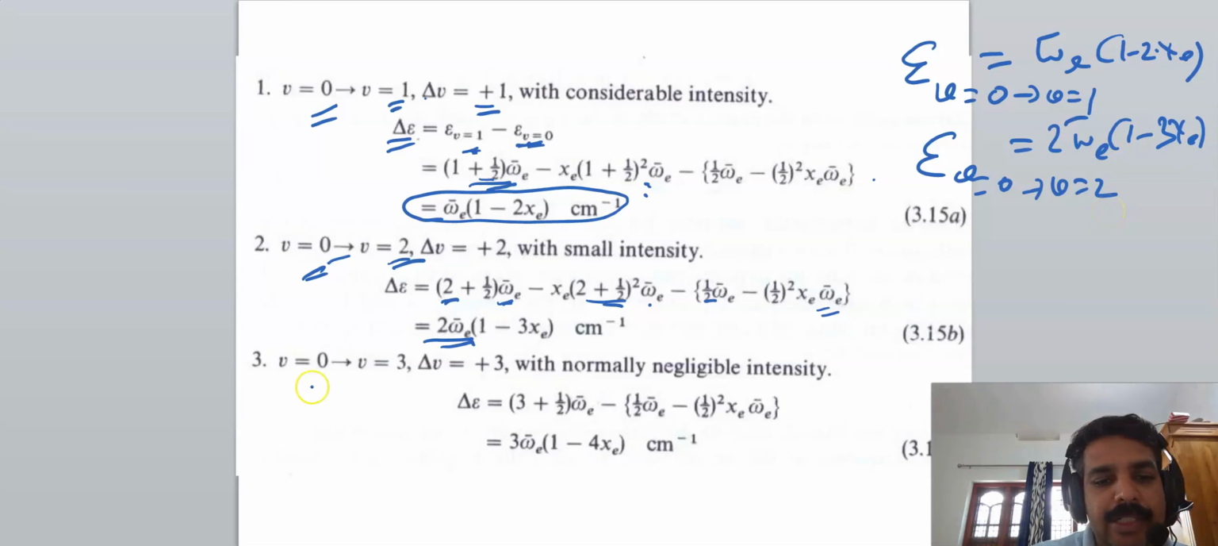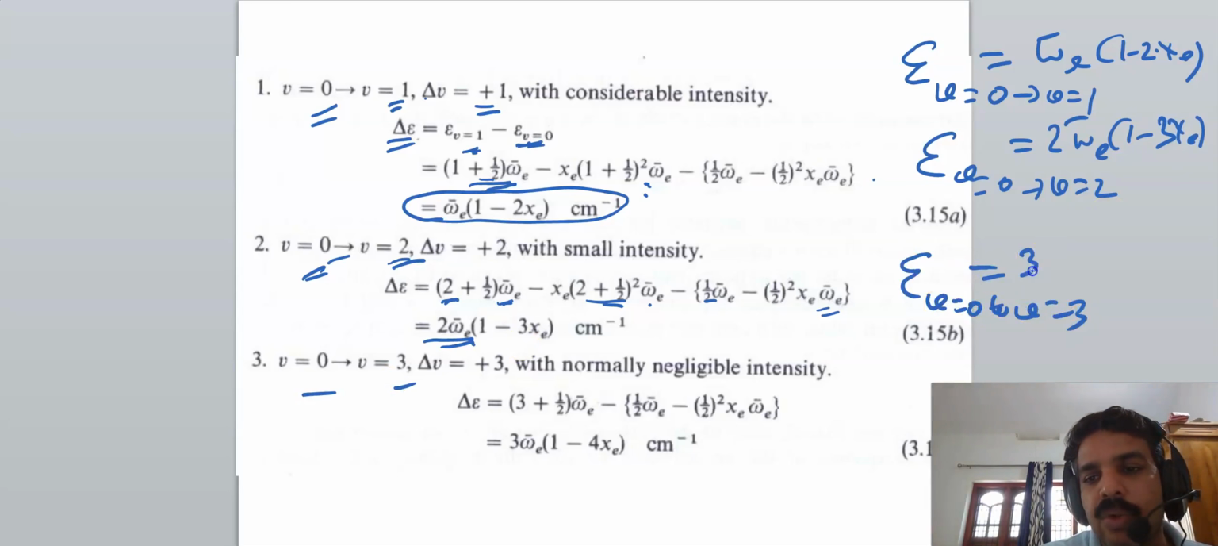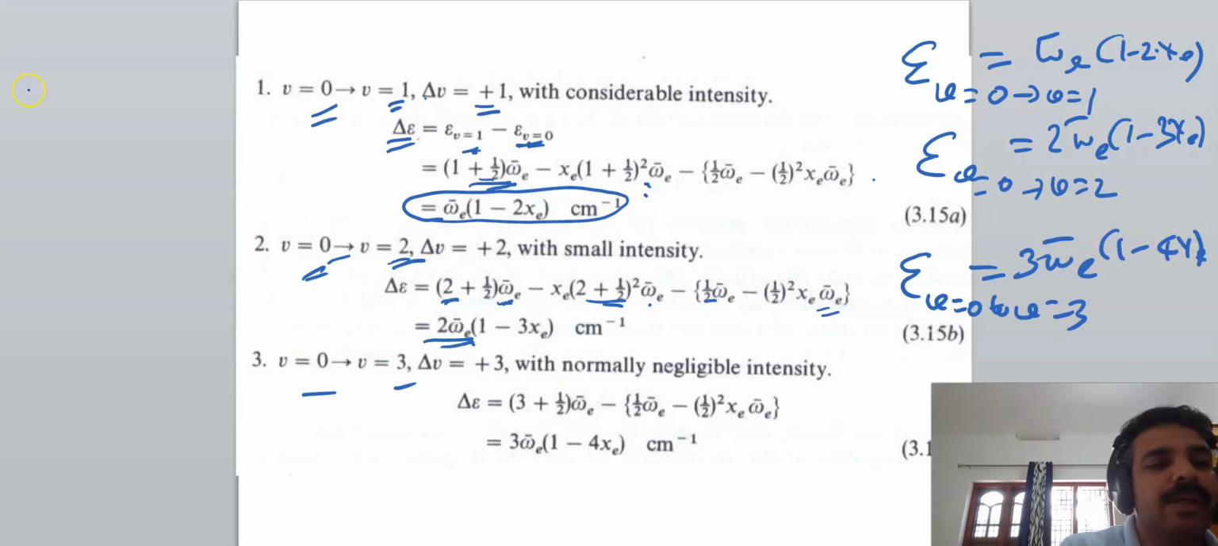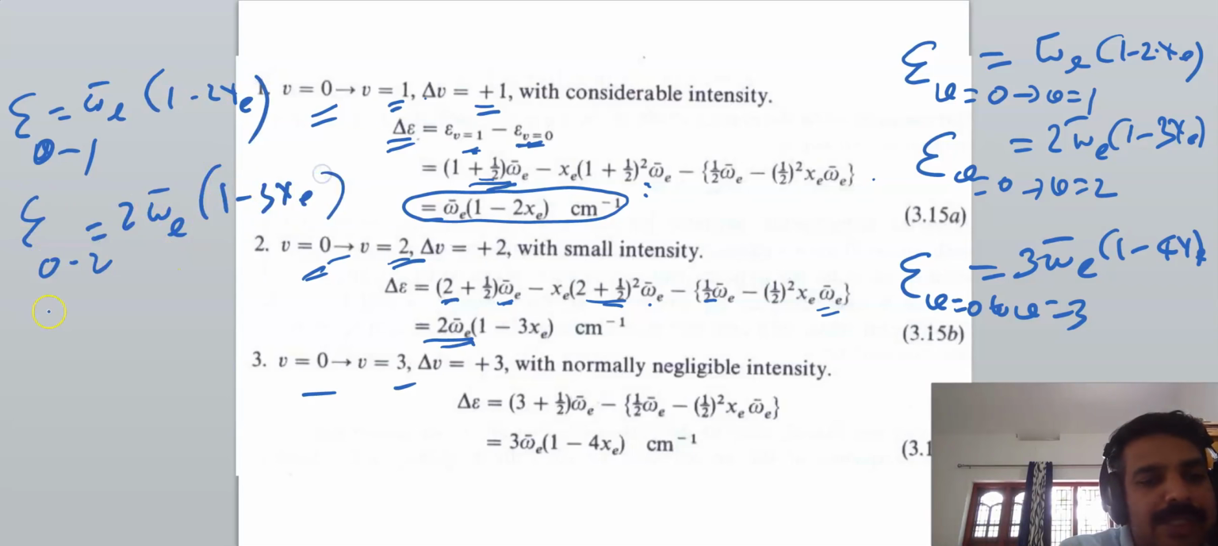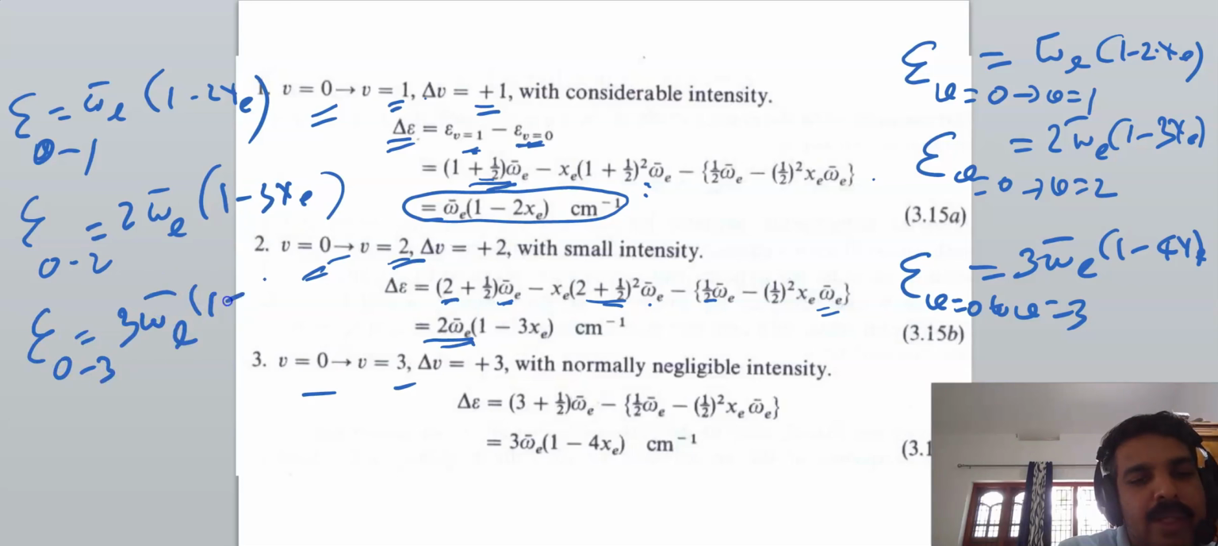Similarly, in the case of 0 to 3, we get E for v = 0 to v = 3 is equal to 3ω̄e(1 − 4xe). So very simple. For the fundamental transition, E 0 to 1 is equal to ω̄e(1 − 2xe). For the first overtone, E 0 to 2 is 2ω̄e(1 − 3xe). For the second overtone, E 0 to 3 is equal to 3ω̄e(1 − 4xe).